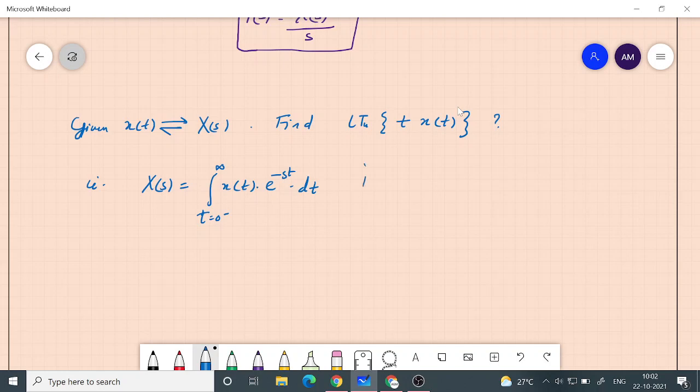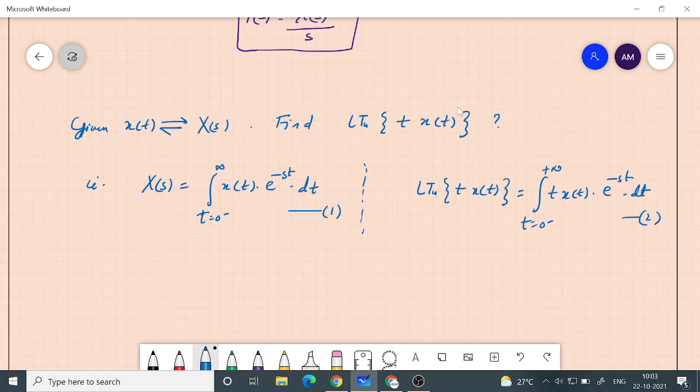Now what we want to find out is the Laplace transform of t x of t. That is basically equal to the integral, t going from 0 minus to plus infinity, of t x of t into e raised to minus st dt. Let's call the first equation 1 and this equation 2. If you compare the two equations, the only difference is that there is a t.